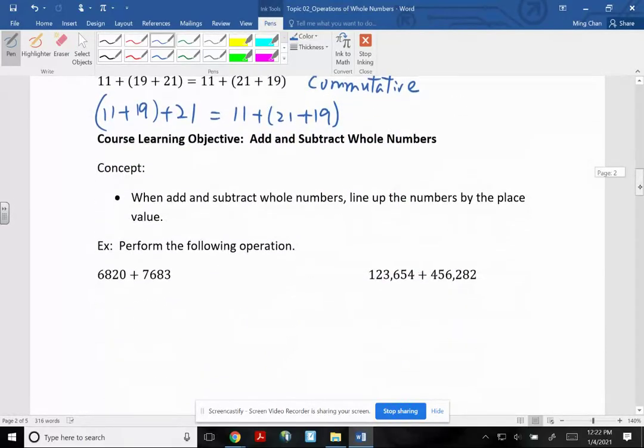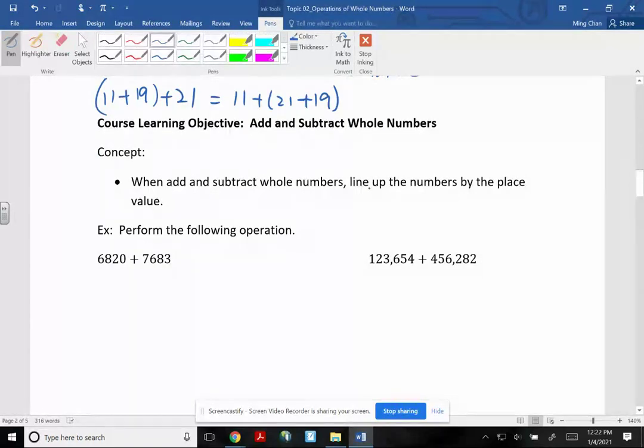All right, let's quickly review our adding and subtracting. When we add and subtract whole numbers, we need to line up the numbers by place value. Earlier in topic one, we talked about expanded form. A number like 6,820 is really 6,000 plus 800 plus 20. So the way we add is by place value. Therefore, we need to line up these numbers vertically by their place value. So I'm just going to put 6820 on top, 7683 on the bottom.